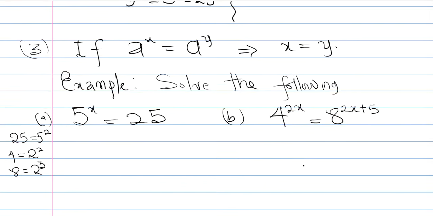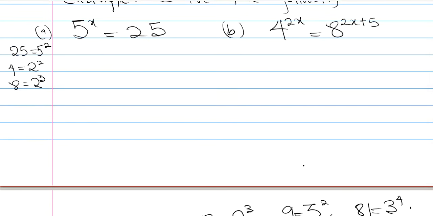Another rule of law is this: if a exponent s equals a exponent y, you can see that we have the same base, which is a. That means the exponent s is going to be equal to this exponent y, which is s equal to y.